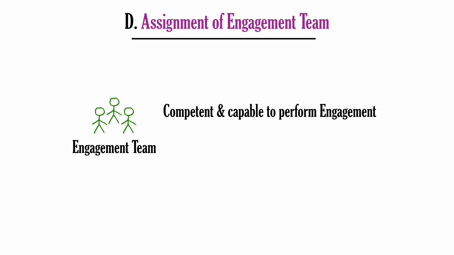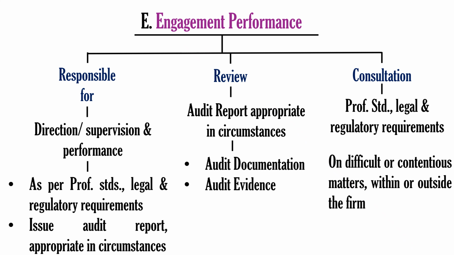The fourth element is assignment of engagement team. The engagement team which is assigned to perform the engagement should be competent enough, should be capable to perform the engagement. The fifth element is engagement performance, which says that it is responsible for direction, supervision, and performance. Who is responsible? The engagement partner.